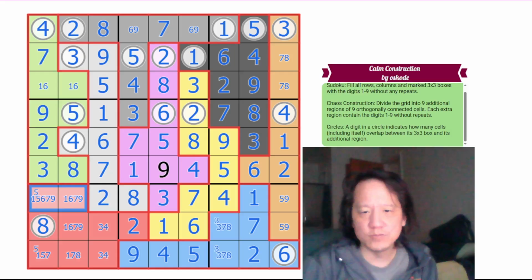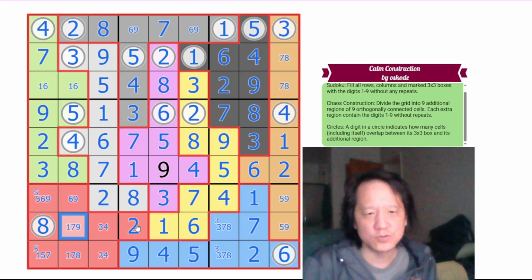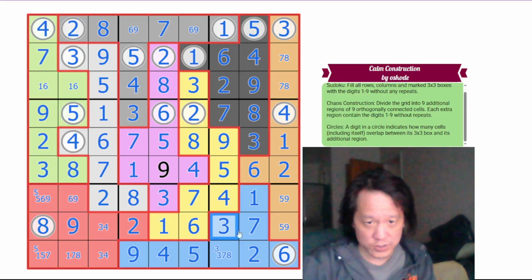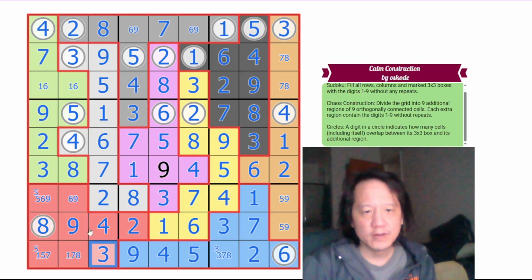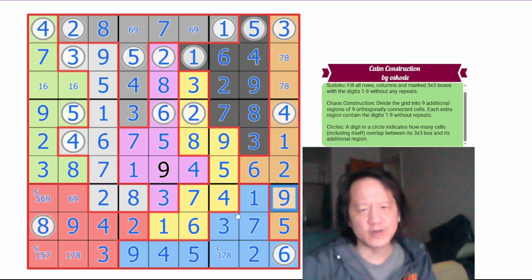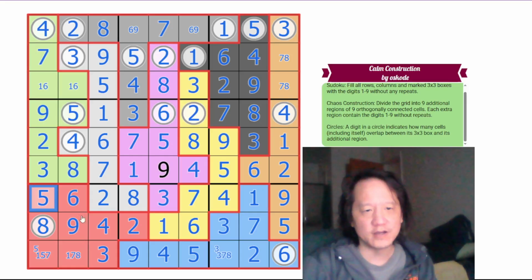1 eliminates 1 here, and this can't be 7 because of 7 in the row. So we're guaranteed one of these is a 6. This can't be 6 or 1 or 7, so it's 9. The 9 here eliminates 9. This can't be 7 or 8. It's 3. 3 eliminates 3 here, so it's 4 and 3. 9 here eliminates 9 here, so it's 5 and 9. 9 eliminates 9 here, so it's 6 and 5.